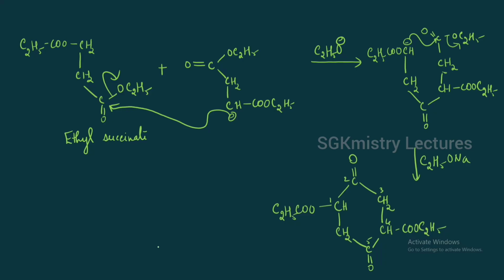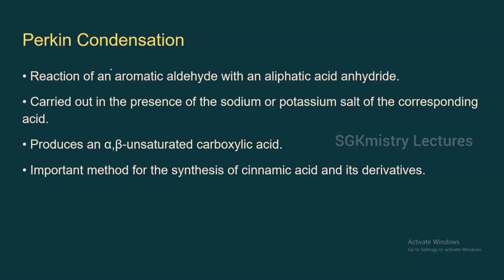So we can write it as cyclohexane 2,5 dione 1,4 dicarboxylic ester, right? So this is how we are going to prepare this particular compound by making use of this particular reaction. Next, coming on to the Perkin condensation reaction.